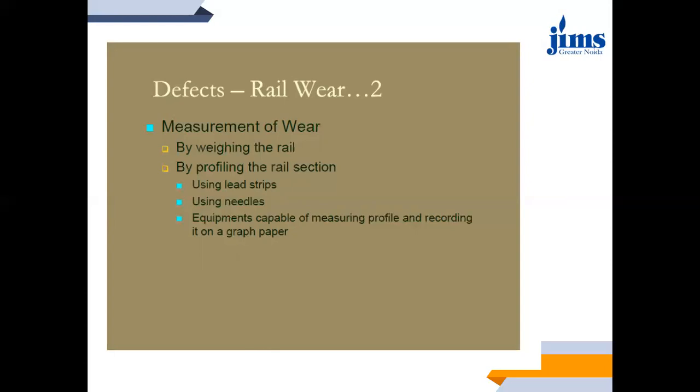This profiling of the rail section is done using lead strips. Then it may be done using needles. It can also be performed by using equipment which are capable of measuring the profile and recording it on a graph paper. Thereby, even the slightest rail wear or the minute rail wear on the surfaces of the rail section will be easily visible and easily recorded with the help of these instruments. And therefore, the measurement of wear can be done on the rail section.